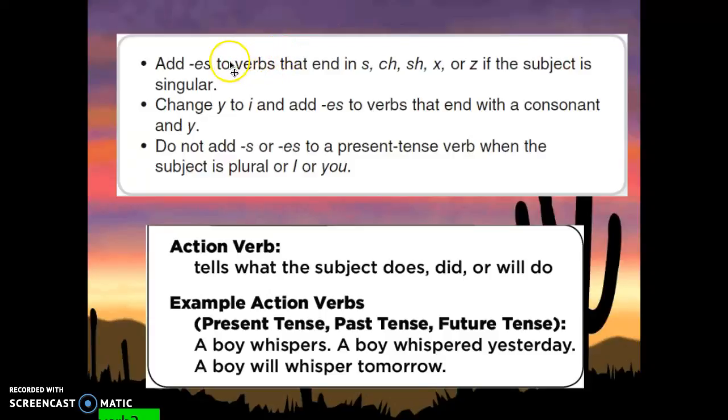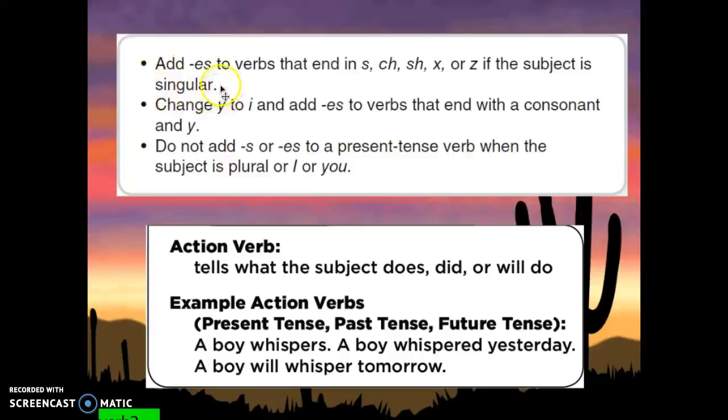different spelling patterns, okay? So the first rule that you need to know is that you'll add ES to verbs that end in S, CH, SH, X, or Z if your subject is singular. This rule might sound familiar to you. These changes happen in nouns as well when we talk about singular and plural nouns.